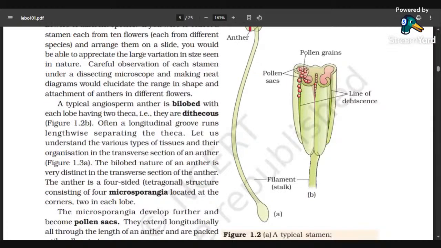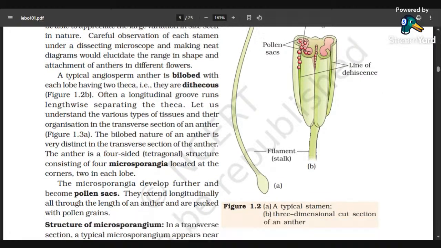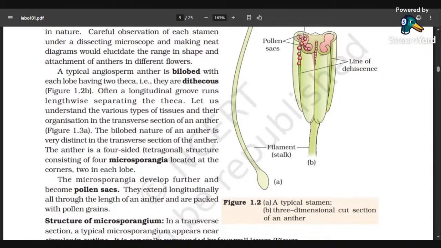A typical angiosperm anther is bilobed, with each lobe having two theca. They are dithecous. Often, a longitudinal groove runs lengthwise, separating the theca. Let us understand the various types of tissues and their organization in the transverse section of an anther. The bilobed nature of an anther is very distinct in the transverse section.